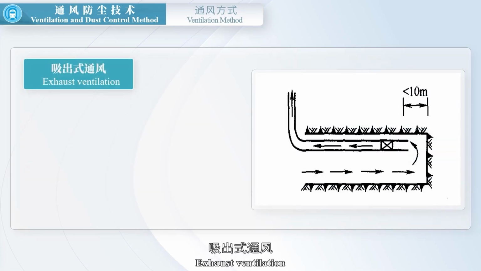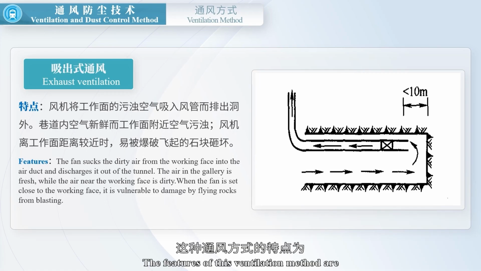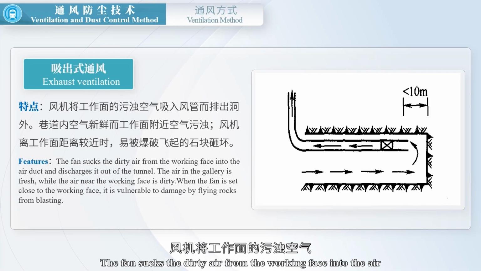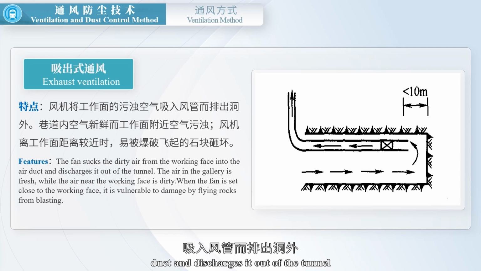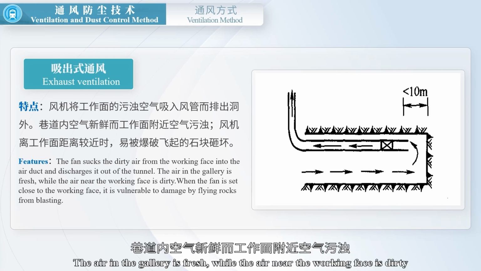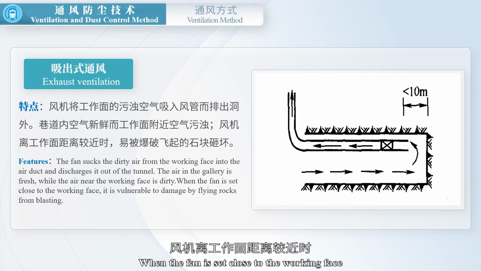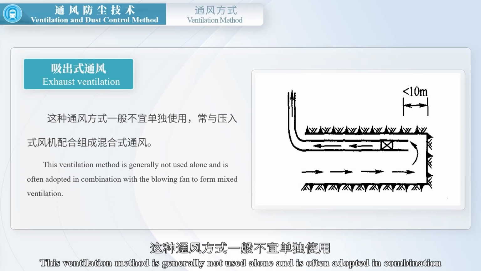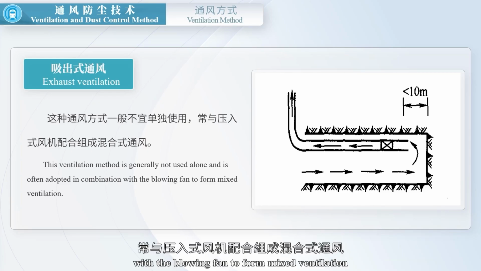Exhaust ventilation. The features of this ventilation method are: the fan sucks the dirty air from the working face into the air duct and discharges it out of the tunnel. The air in the gallery is fresh, while the air near the working face is dirty. When the fan is set close to the working face, it is vulnerable to damage by flying rocks from blasting. This ventilation method is generally not used alone and is often adopted in combination with the blowing fan to form mixed ventilation.